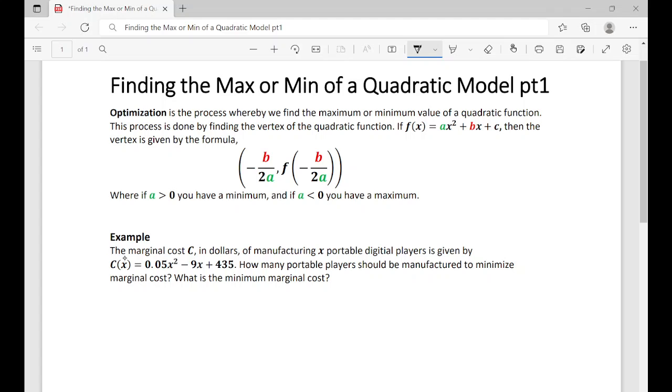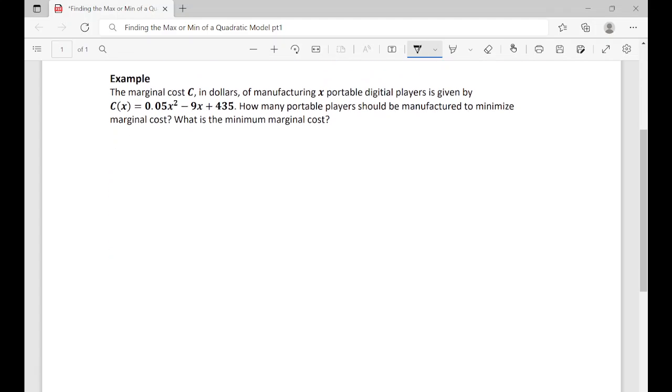So first, we are given the marginal cost in dollars of manufacturing x portable digital players, and this is given to us in this function, C of x equals 0.05x squared minus 9x plus 435. So knowing all these facts, how many portable players should be manufactured to minimize the marginal cost? What is the minimum marginal cost? So we've got two questions. First things first, we're going to find the vertex. And here we see that a is positive, so we know that the vertex will give us a minimum, which is exactly what it's asking of us here.